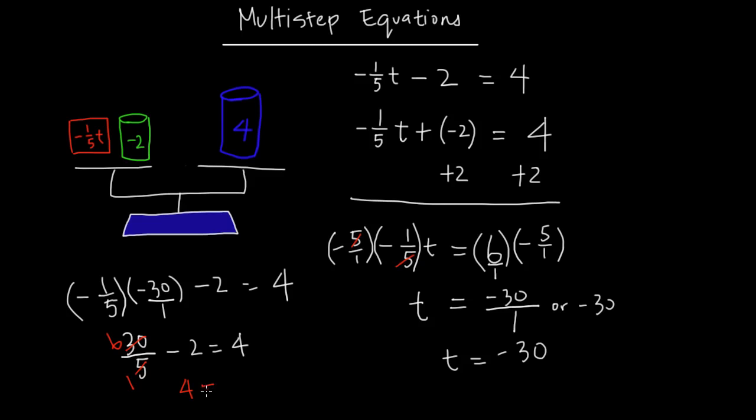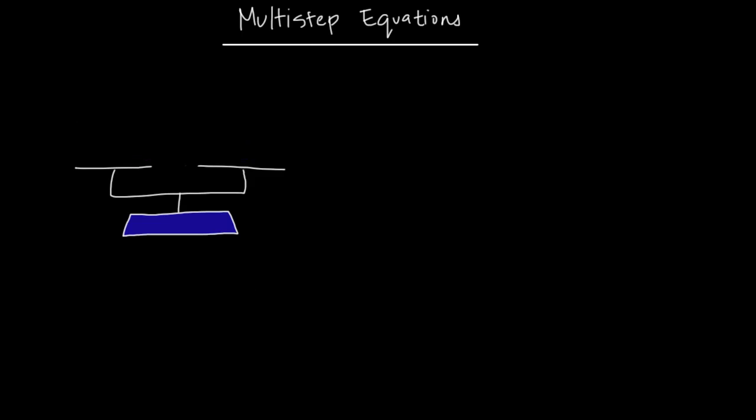And we know that 4 equals 4. Therefore, we have the right answer. Okay? So t is indeed negative 30. Let's try one more example before we call it a day.